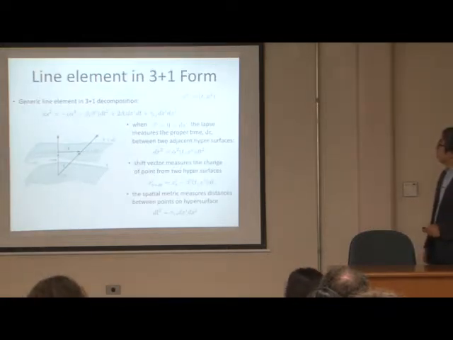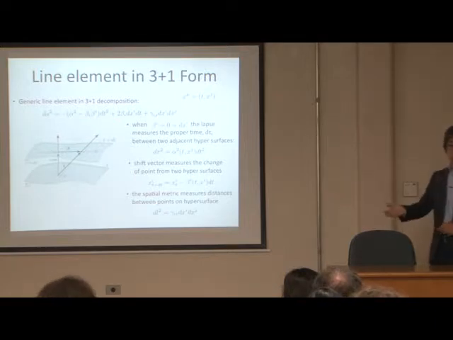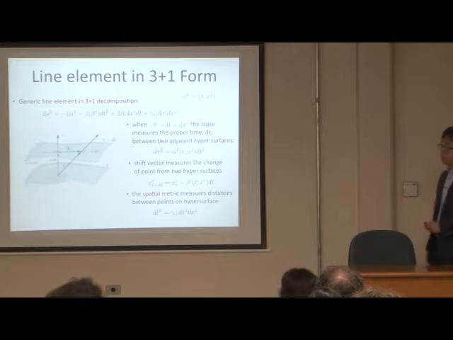Then we write the generic line element. The metric in the 3+1 decomposition is made like this. The g_tt term includes alpha squared minus beta i beta i, and the spatial term is given by the spatial 3-metric, and the mixed term comes from the beta correction. This is the simple 3+1 decomposition of the metric.